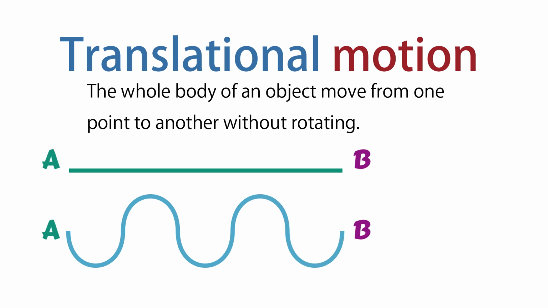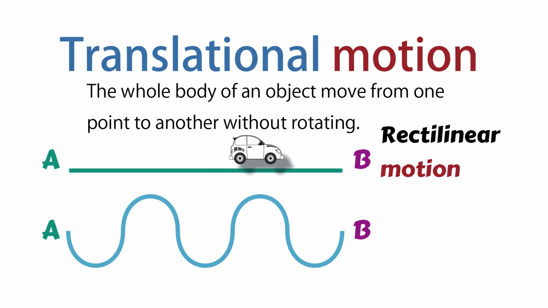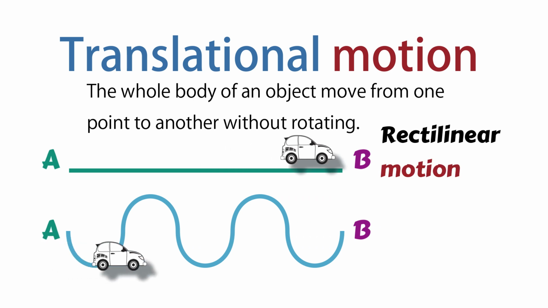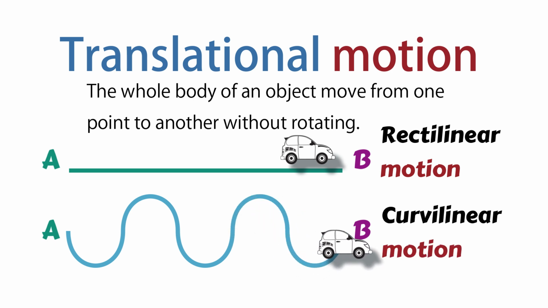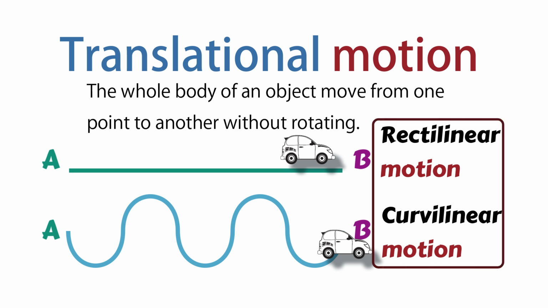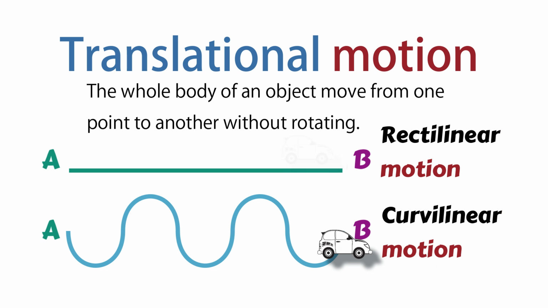If the movement is in a straight path, it is referred to as rectilinear motion. But if the movement is in a curved path, it is referred to as curvilinear motion. Now, these are the subtypes of translational motion. An example of translational motion is a car moving in a straight line from point A to point B.